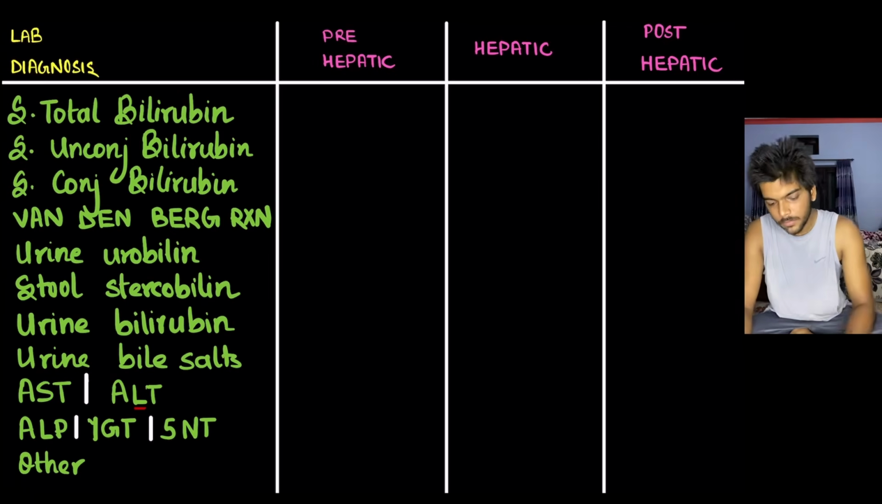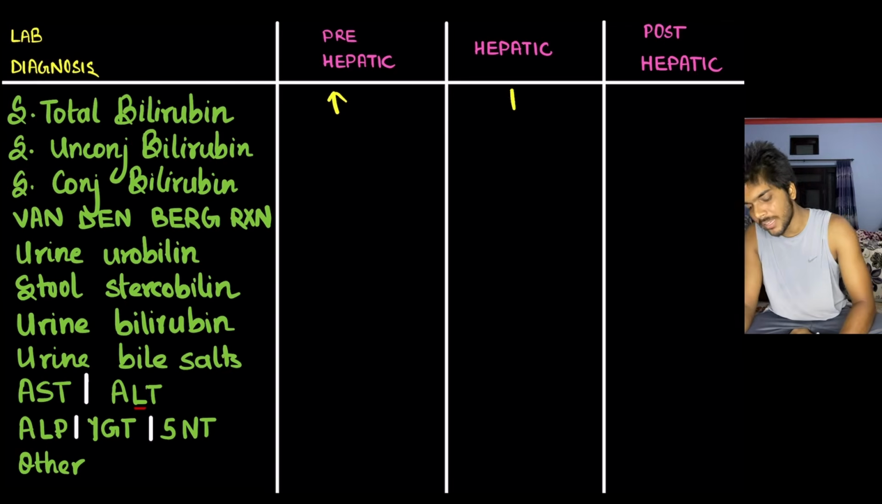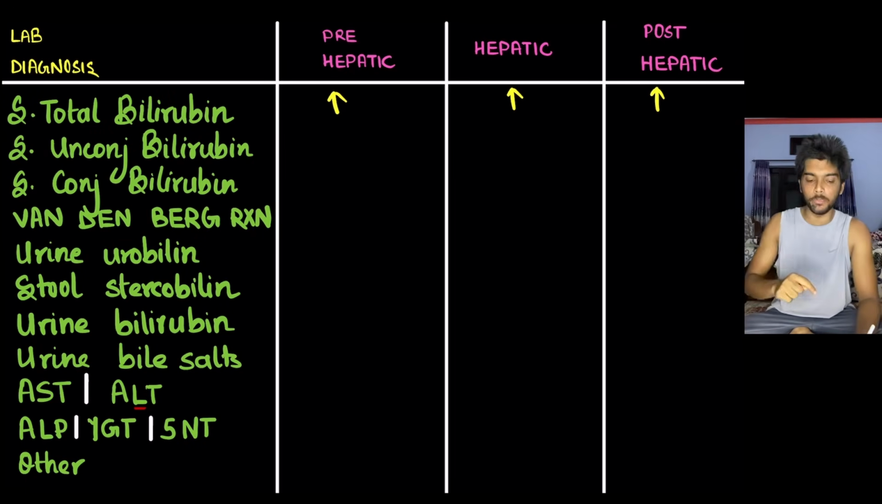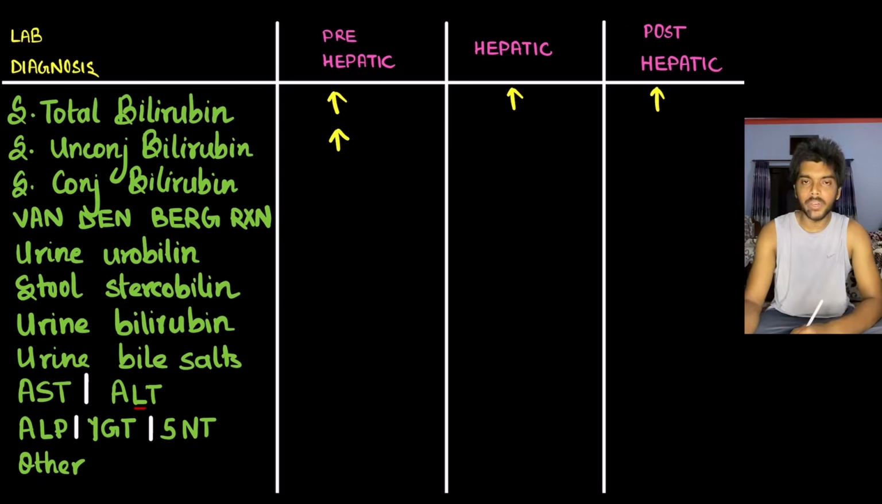Okay, first, serum total bilirubin. All three is a case of jaundice, and jaundice has hyperbilirubinemia. So serum total bilirubin is raised in all three jaundice. In pre-hepatic jaundice, there is excess hemolysis resulting in excess or elevated unconjugated bilirubin, resulting in unconjugated hyperbilirubinemia. So unconjugated bilirubin is raised in pre-hepatic jaundice.